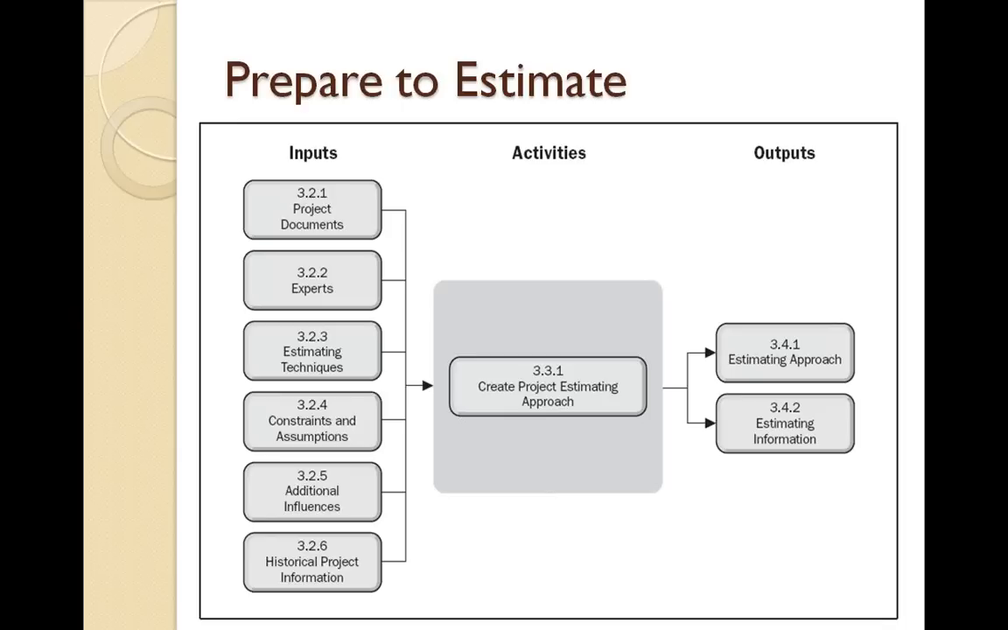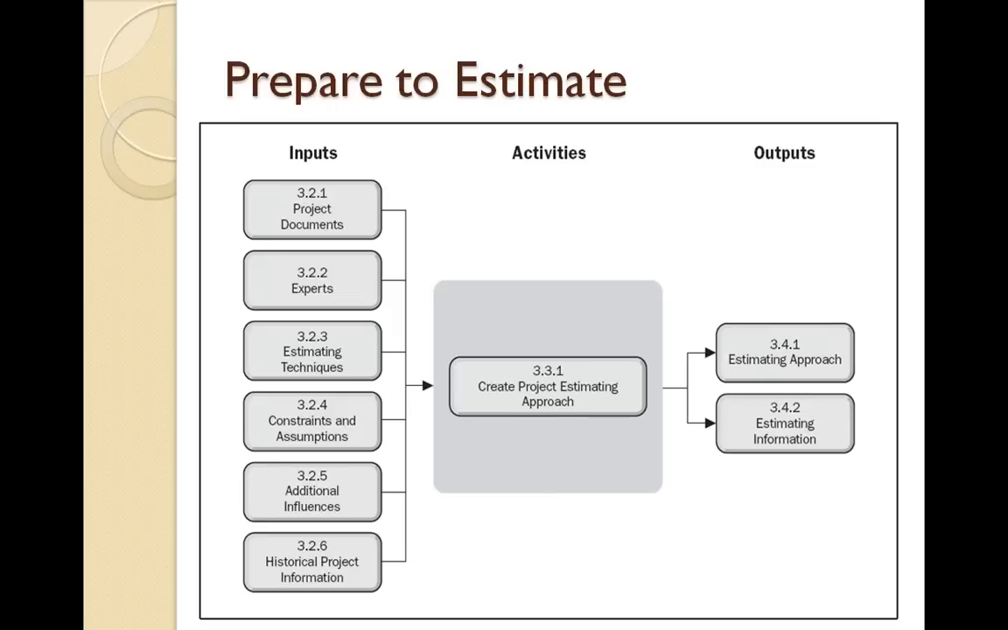Then we need to understand different estimation techniques. We also need to understand the constraints and assumptions for this specific project that we are working on, and whether there are any additional influences involved. We also need to have all the historical project information available with us. We need to make sure that we have the project repository available in our organization, which tells us how much effort was taken by previous projects, how much cost was involved, how many resources were put onto those projects. So we need all of this historical information, which we will use for creating our estimation approach.